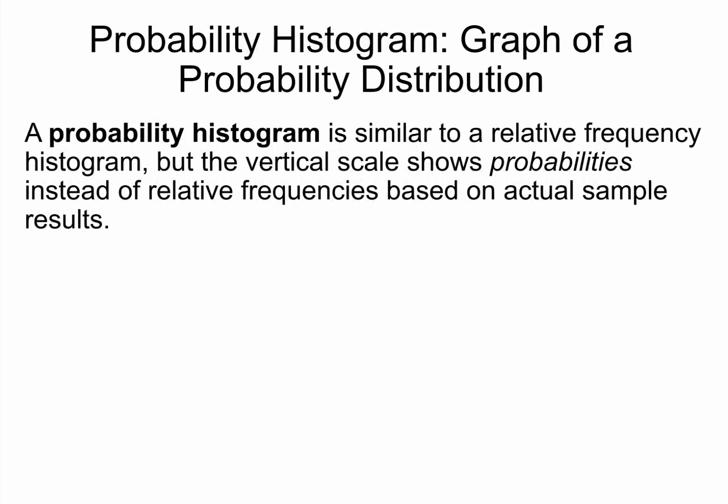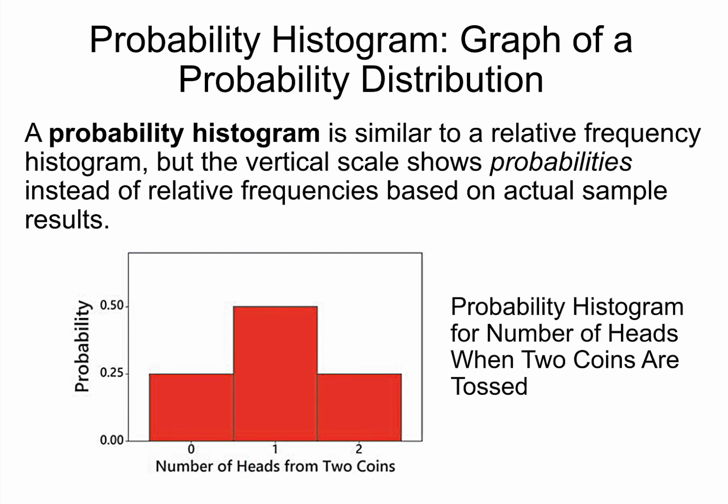A probability histogram is similar to a relative frequency histogram, but the vertical scale shows the probabilities instead of the relative frequencies based on actual sample results. So here's the probability histogram for the number of heads when two coins are tossed.